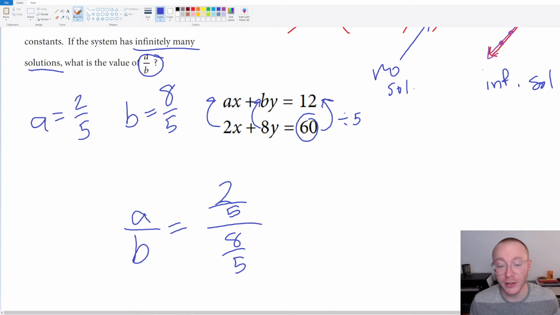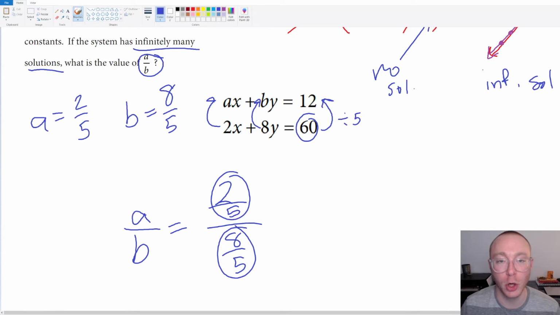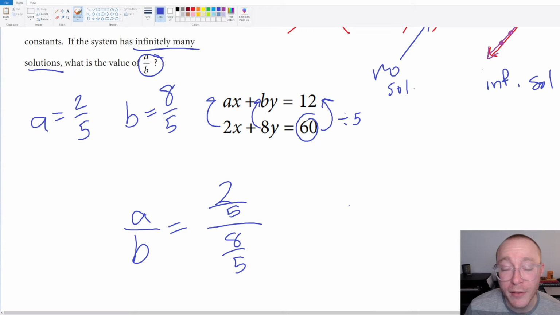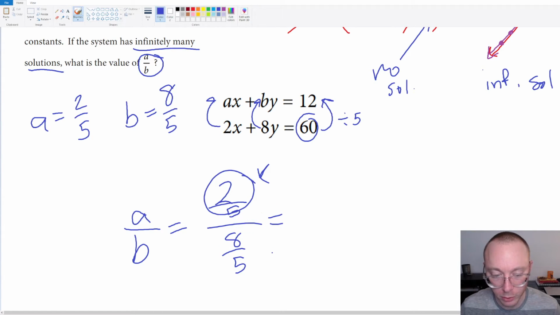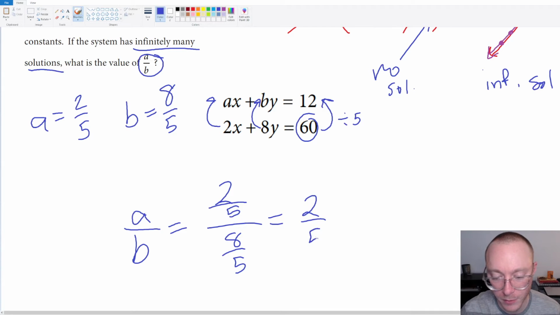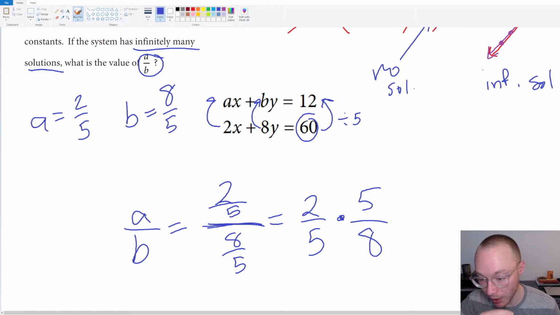I like to call this a double-decker fraction, right? We've got 2 fractions within a larger fraction. Anytime you have this situation, you just use keep, change, flip. We're going to keep the numerator, change the operation, and flip the denominator. So let's keep 2/5, change the division to multiplication, and flip the denominator. And when we do this, we notice that we're multiplying 2 fractions. We have a 5 on top and a 5 on bottom.